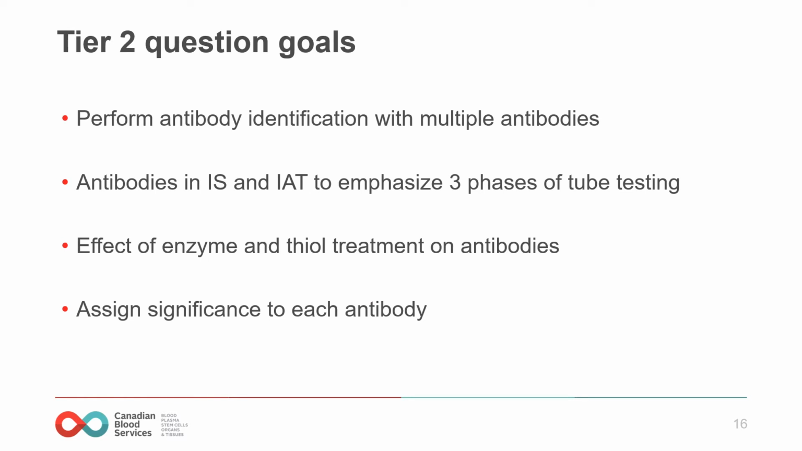The goals for this case are to perform antibody identification with multiple antibodies, and we have to keep in mind antibodies that react in immediate spin and IAT to emphasize three phases of tube testing, the effect of enzyme and thiol treatment on antibodies, and assign significance to each antibody identified.